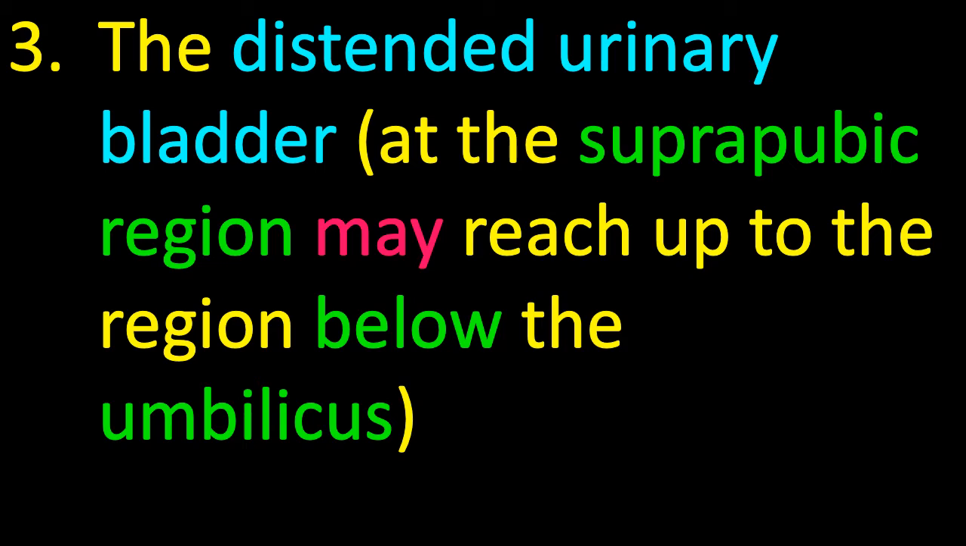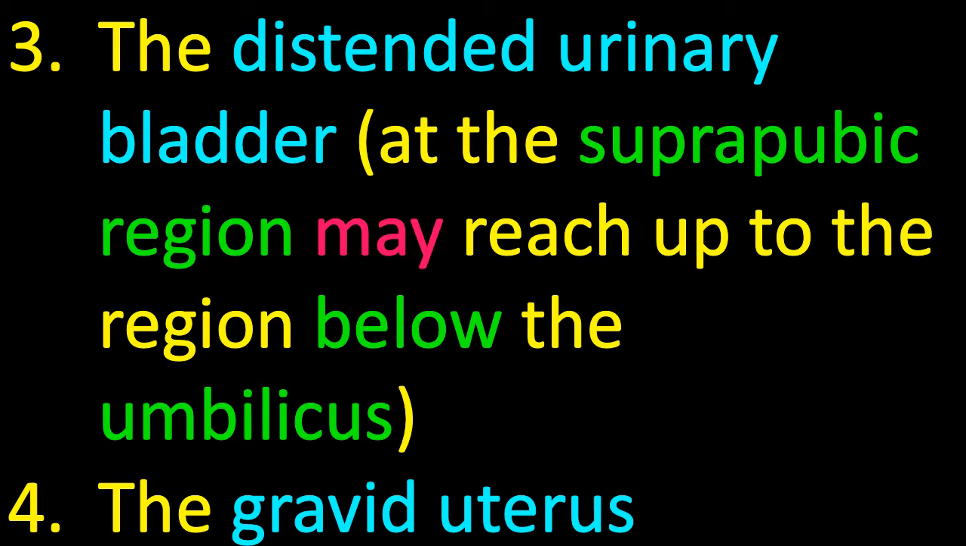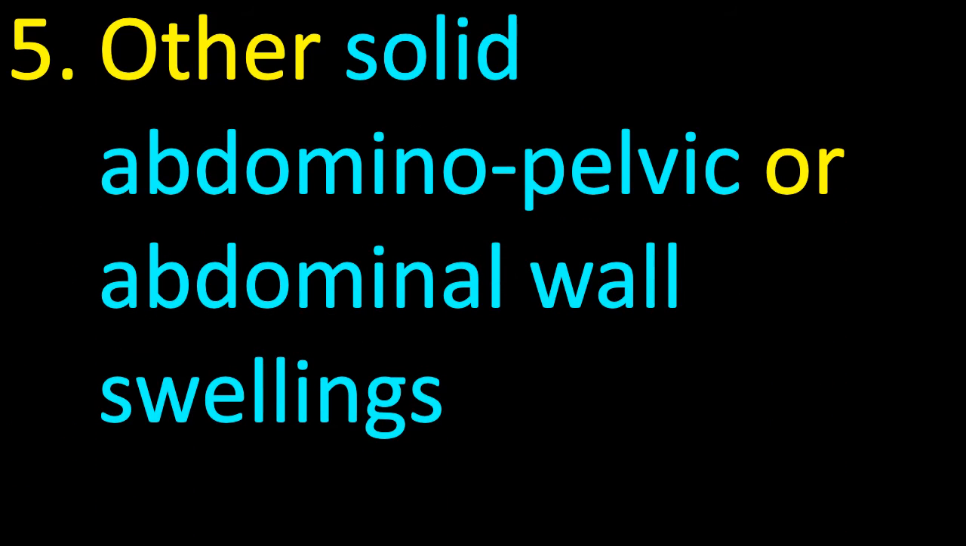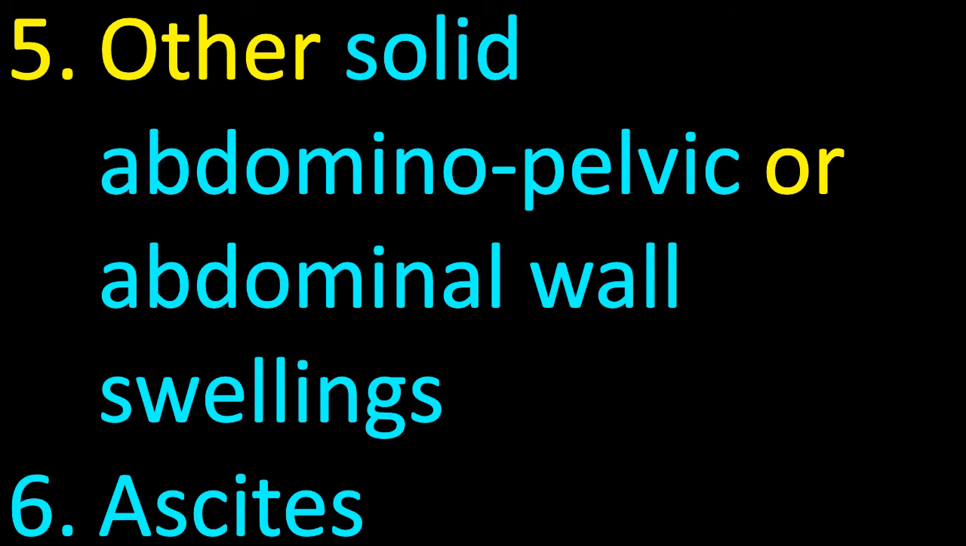Number three, the distended urinary bladder at the suprapubic region may reach up to the region below the umbilicus. Number four, the gravid uterus. Number five, other solid abdominal or pelvic or abdominopelvic or abdominal wall swellings. Also, number six, ascites gives dull note on percussion.